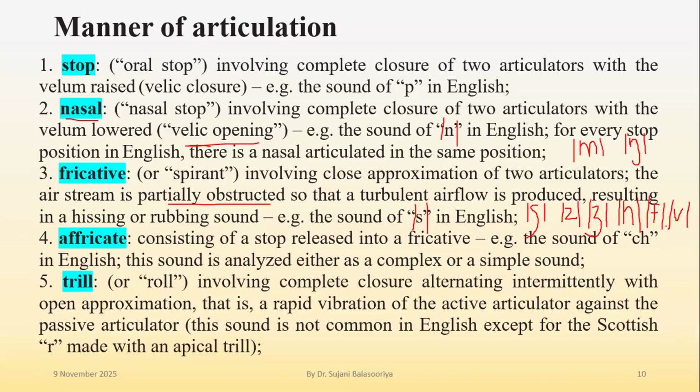Okay, clear? Are you listening, in the sense, can you hear me? Yes, madam. Okay, fine.